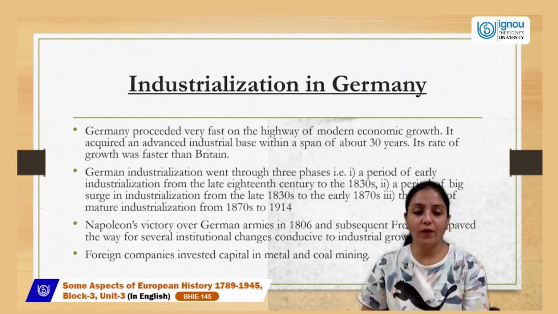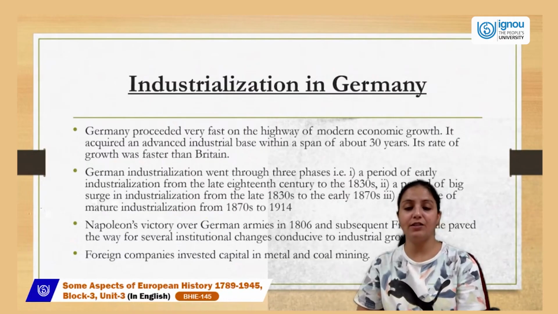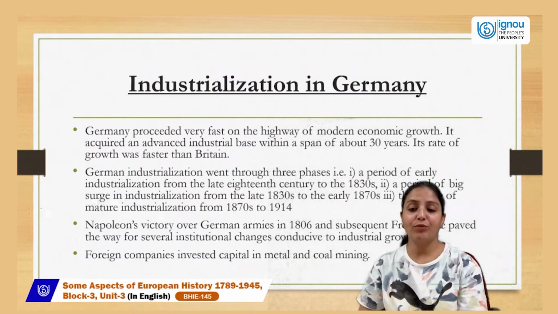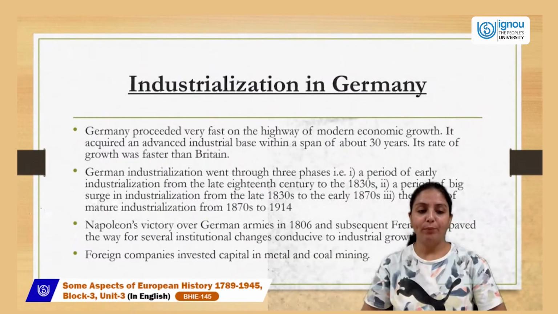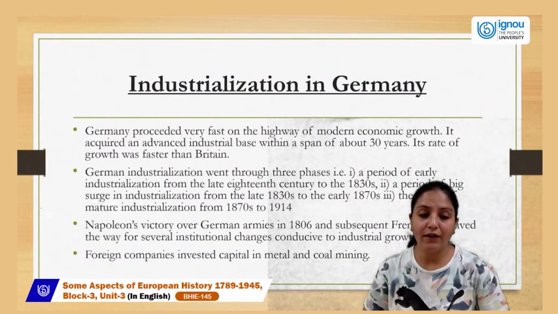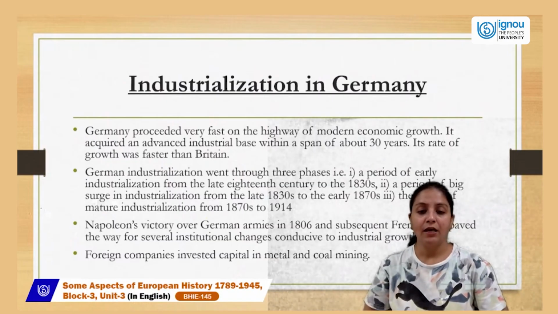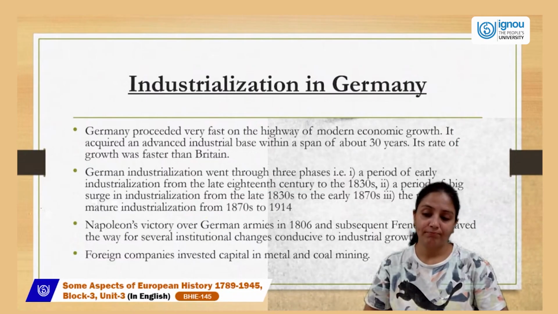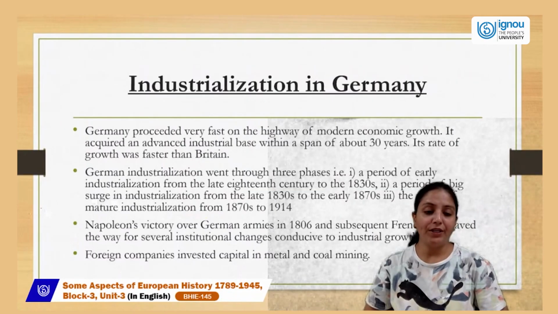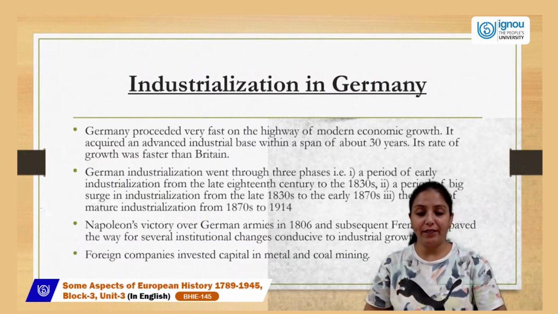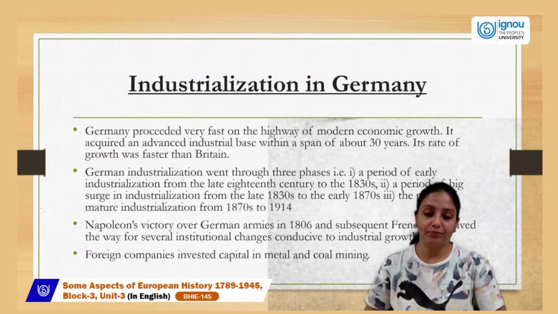Napoleon's victory over German armies in 1806 and subsequent French rule paved the way for several institutional changes conducive to industrial growth. Foreign companies invested capital in metal and coal mining.